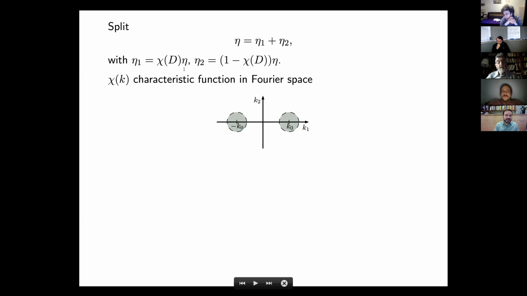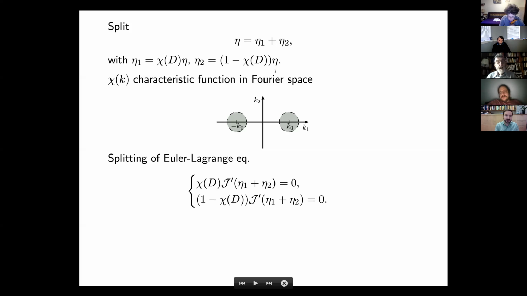So chi is the characteristic function of these sets. If you remember the contour plots I drew before, you should think of this as almost the level curves of the dispersion function. Okay, so we split eta according to this. So eta 1 is the part which lives close to k0 and minus k0, and then eta 2 is the remainder. And then we split the Euler-Lagrange equations accordingly.